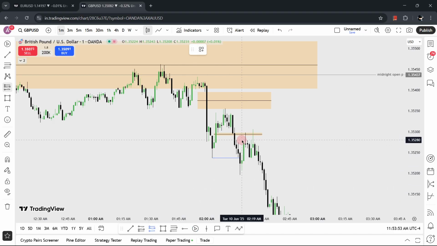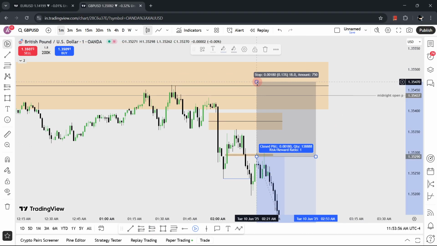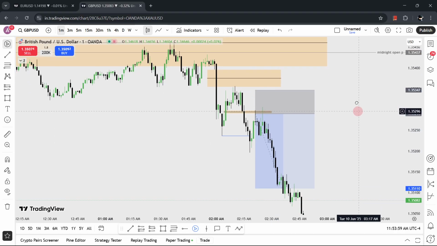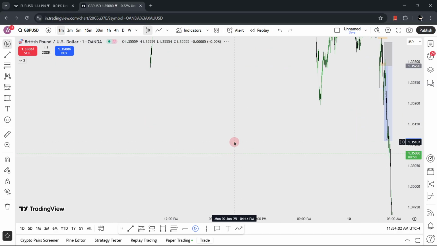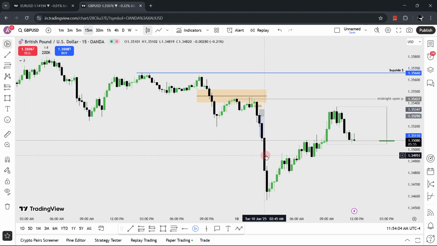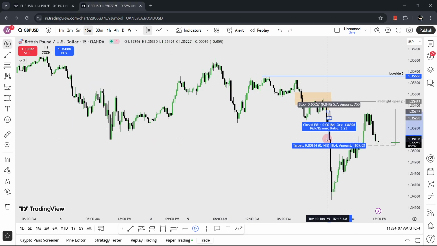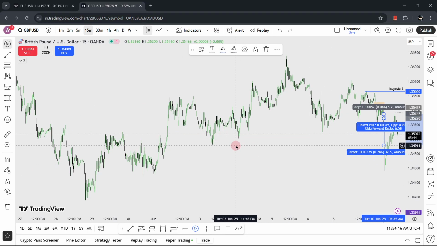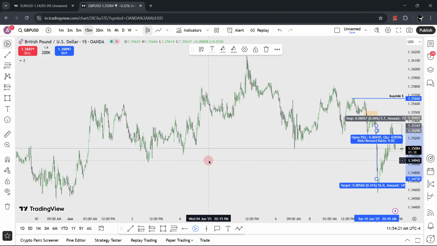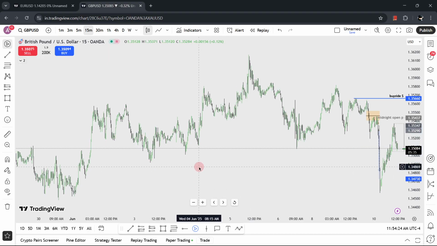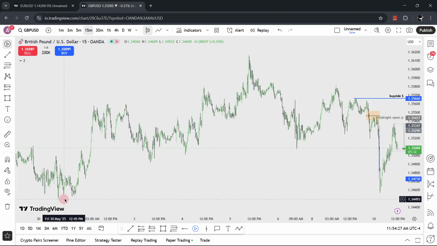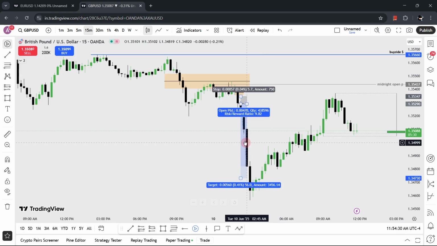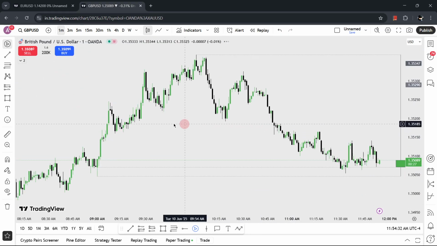Enter here. Stop loss there. Target for any loss: this low here, this relative equal low. The next target here. This low was not taken. Anyway, you will get around a 9R trade. This was a perfect one.